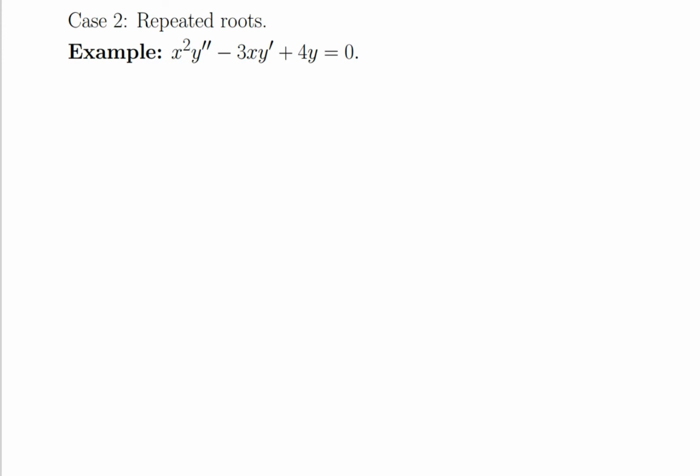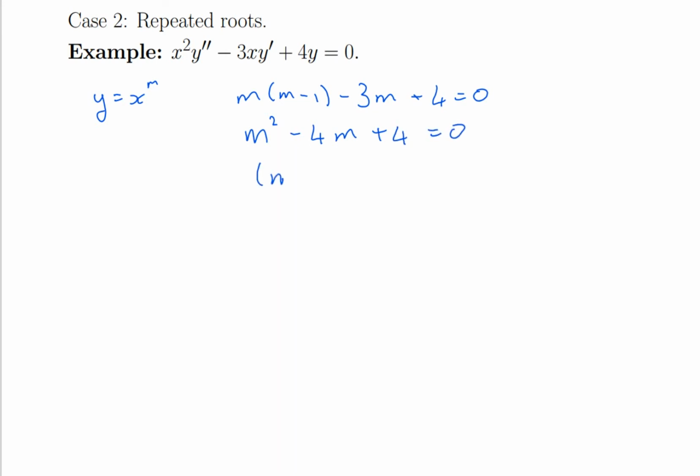Now the indicial equation, so y is going to be x to the m. The indicial equation is m times m minus 1 minus 3m plus 4 equals 0. Which if I expand out, I get m squared minus 4m plus 4 equal to 0. Factor it, m minus 2 squared equals 0. m equals 2 and 2. It's a repeated root. So that means I only really know one solution, y1 equals x squared. So how are we going to find a second solution?